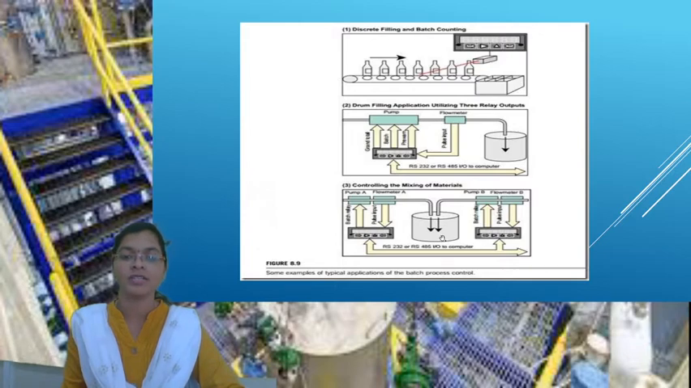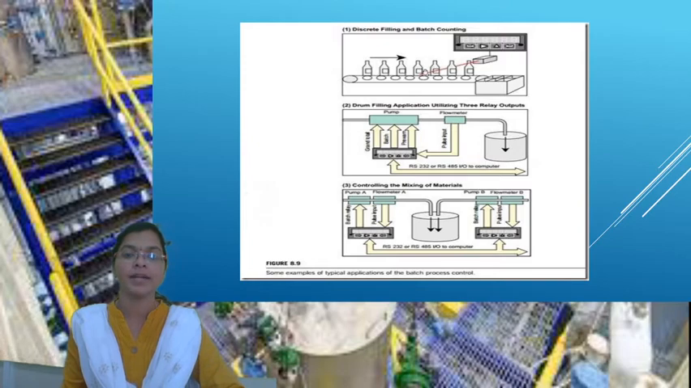If those materials are stationary, then that is called a batch process. There is no movement of materials while processing, only while filling will the materials move. While processing, those materials are stationary. After processing, they will generate the output. So this is about the batch process.